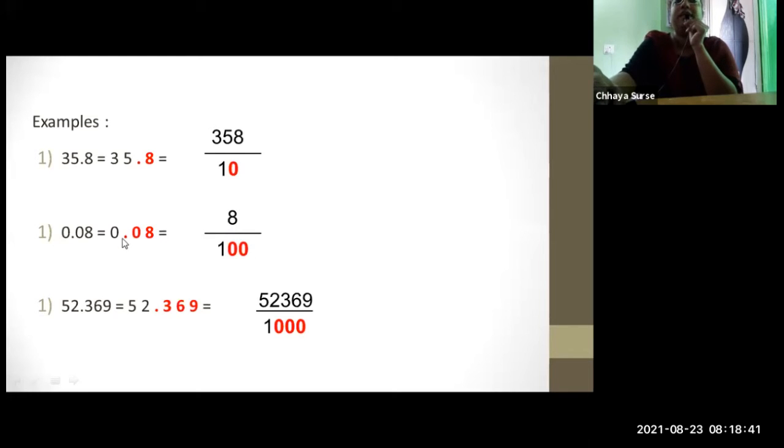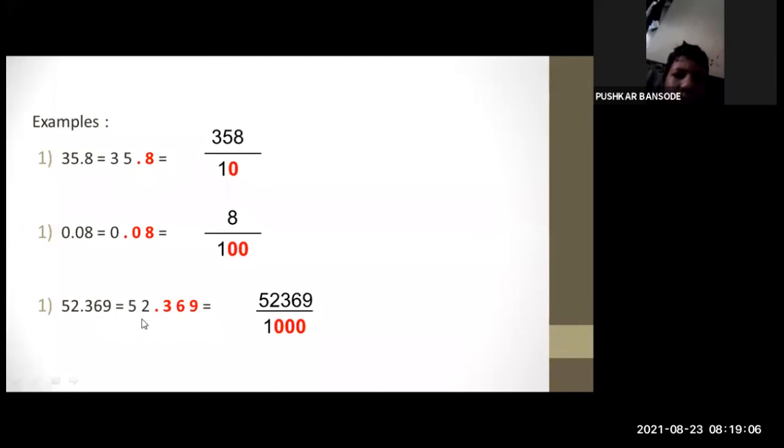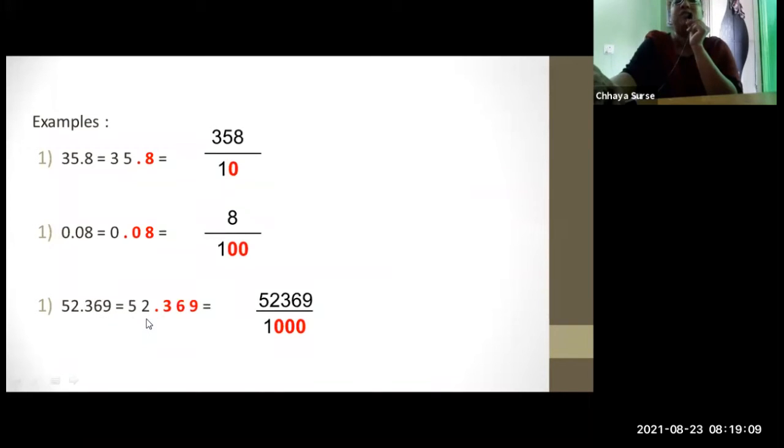Because two digits are after the decimal point, the decimal places are 2. That's why 20 is added. Clear? Now the next number, 52.369. How many decimal places are here now? 3. That's why we take 30 with the 1. Yes, right, Ruchi.